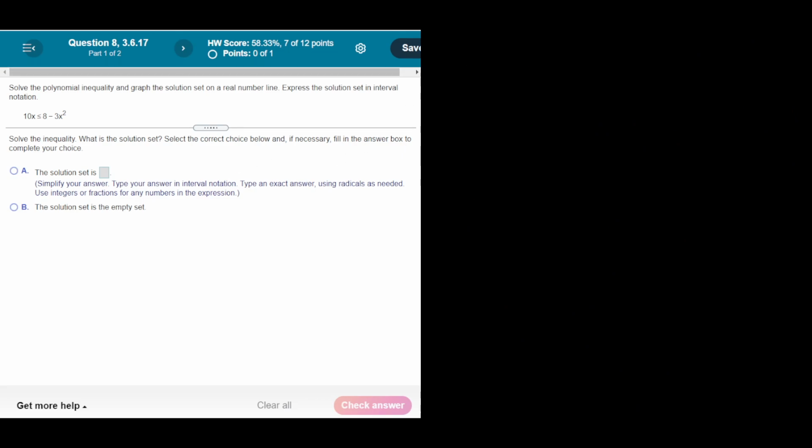All right, so let's go ahead and do this. So we have 10x less than or equal to. Finally, we have an equal to inside of here. Did we ever have an equal to? I don't think so. Anyway, we're gonna bring this 10x over so we can get a 0 on the left-hand side. So we get 0 is less than or equal to 8 minus 3x squared minus 10x, right?